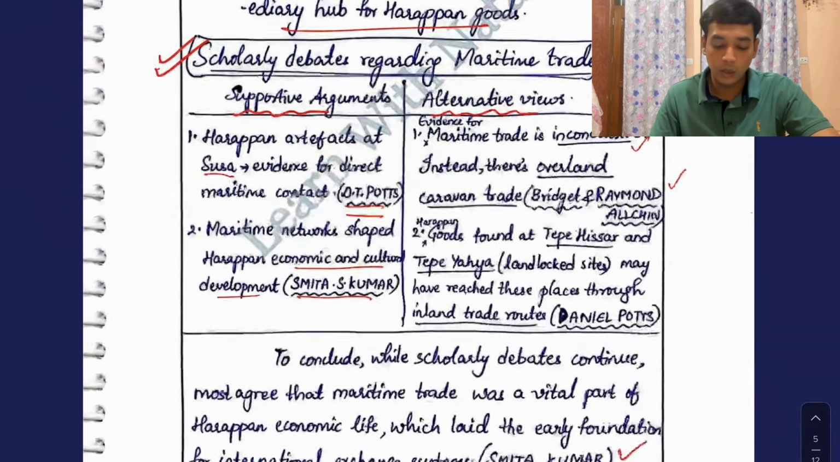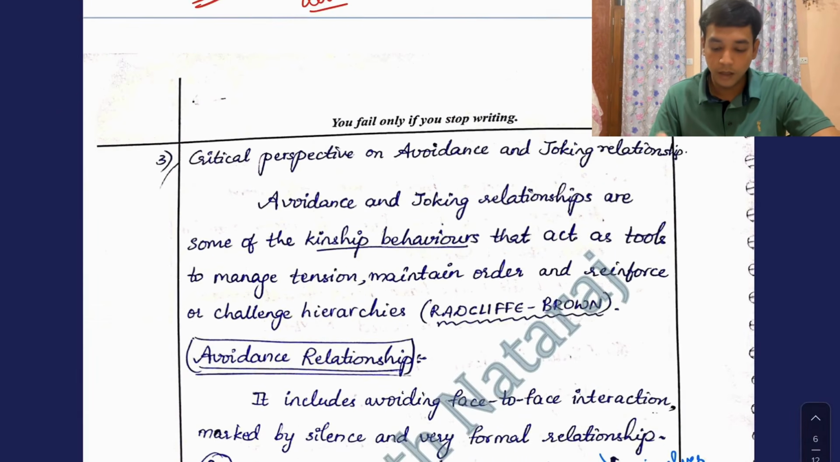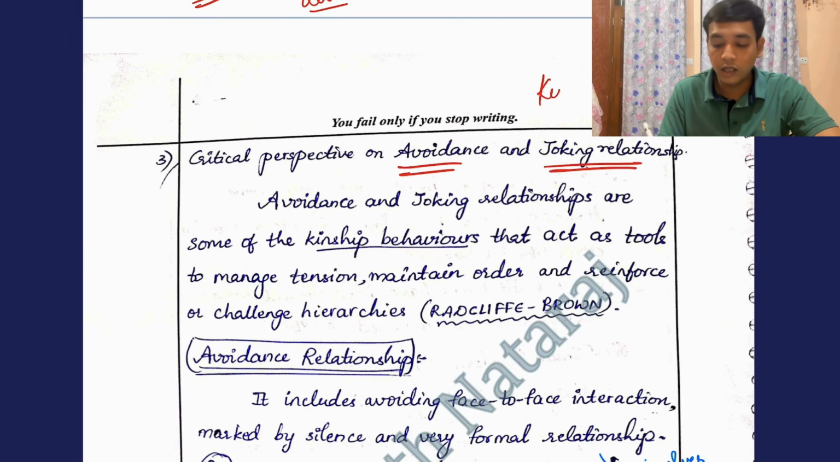Now moving on to question number 3. So avoidance and joking relationship. So these are some of the kinship relations, right?